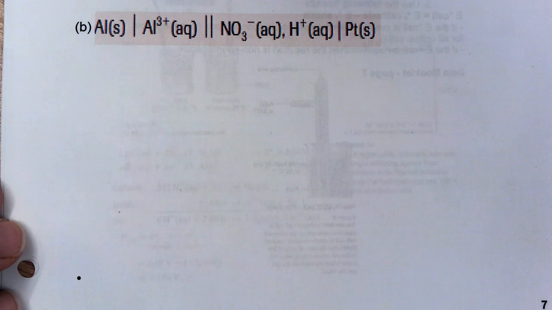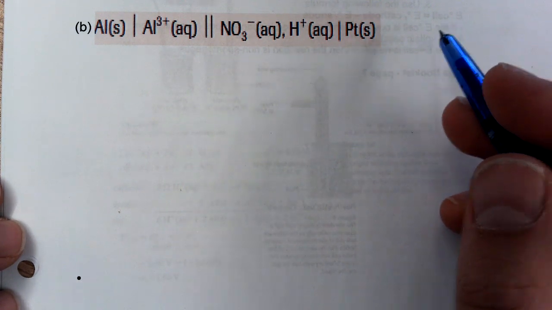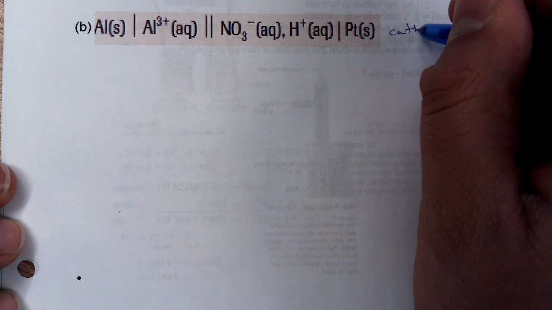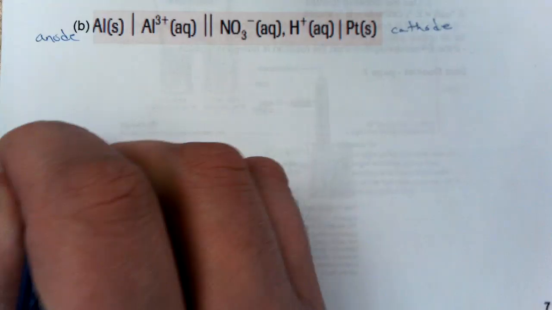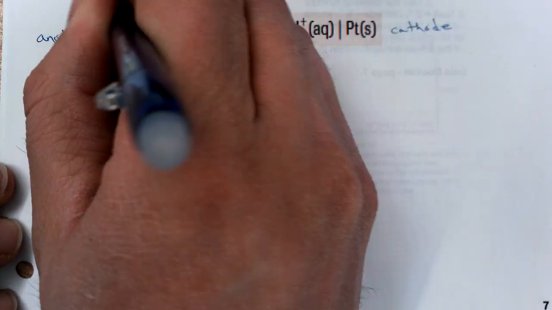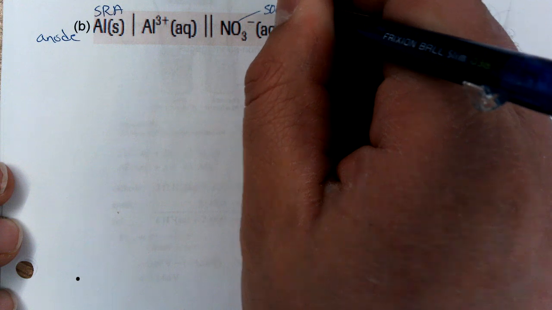Next example here. We're on page 7 of our notes. Again, this is our cathode. We know that because of cell notation. This is our anode, meaning that this has to be our strongest reducing agent, and this has to be our strongest oxidizing agent.